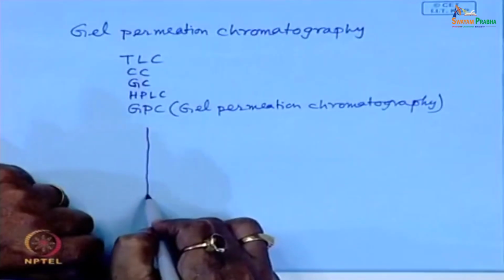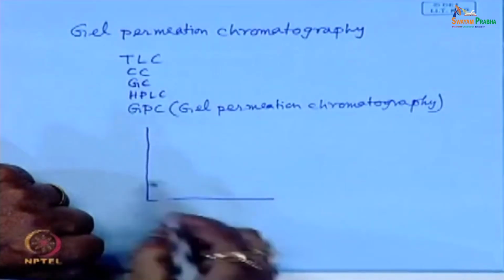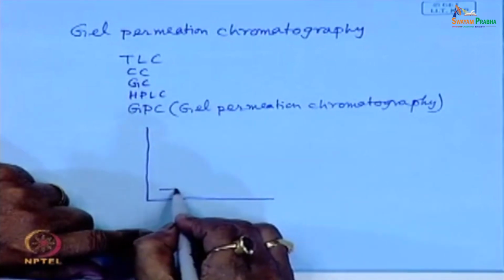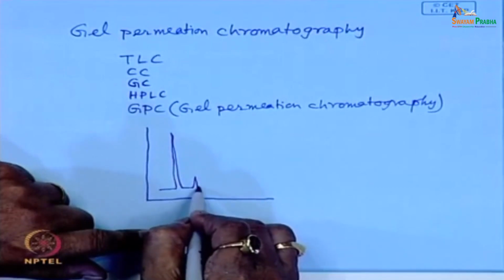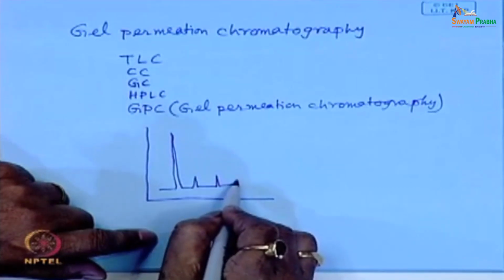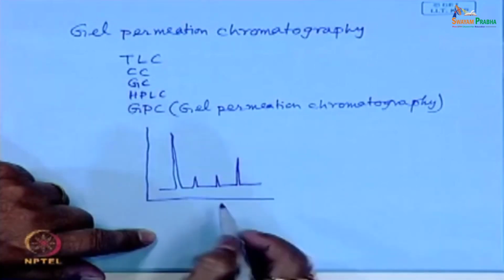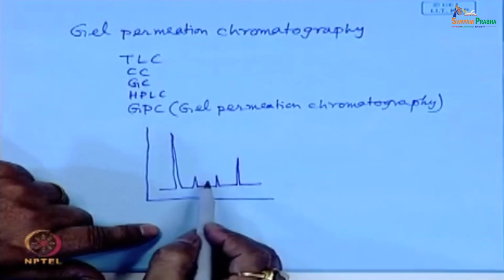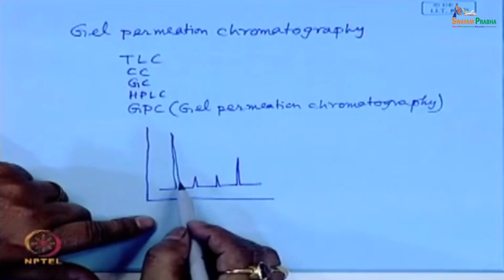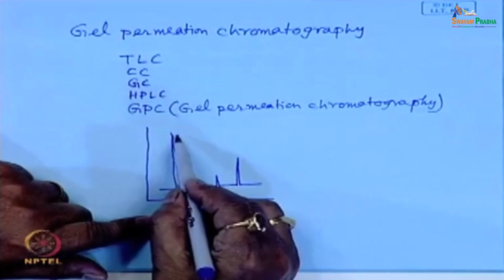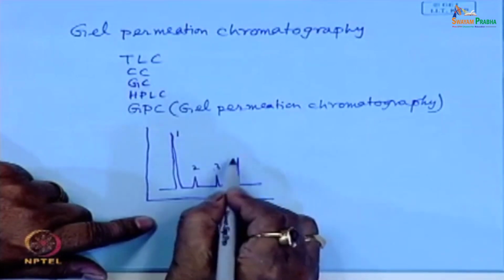It may be a refractive index detector or a UV detector, which helps to know the separation, and it gives a picture like this. Say if there are more than one component, it may look like this. Each peak specifies one component, say component 1, component 2, component 3, component 4.